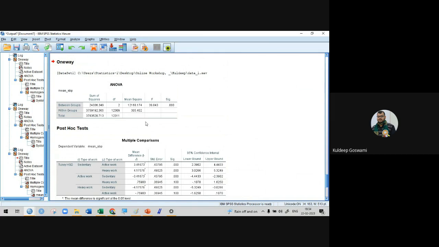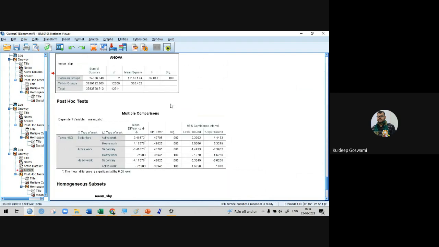So maybe I chose the wrong file. This was the original analysis. As a whole, the 3 groups have some effect or are different, since it is coming as significant. But when we use Tukey HSD for post-hoc analysis, we see that sedentary and active have a significant difference. Sedentary and heavy work have a significant difference, but active and heavy work are showing 0.1.